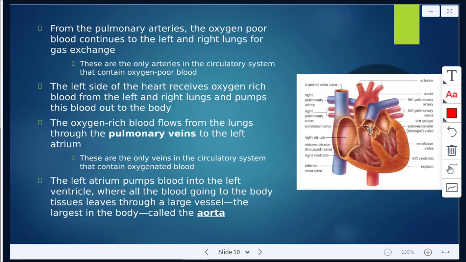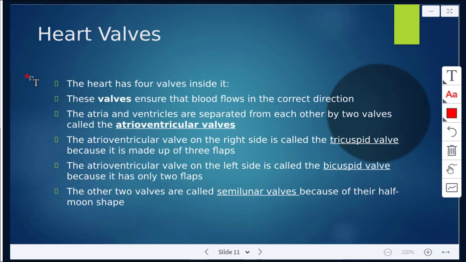So these flappy parts here and here, here and here, those are called the heart valves. The heart has 4 valves inside it, and their function is to ensure that blood flows in the correct direction. You don't want backflow of blood. So the atria and ventricles are separated from each other by two valves called the atrioventricular valves, which makes sense because they separate the atrium and the ventricle.